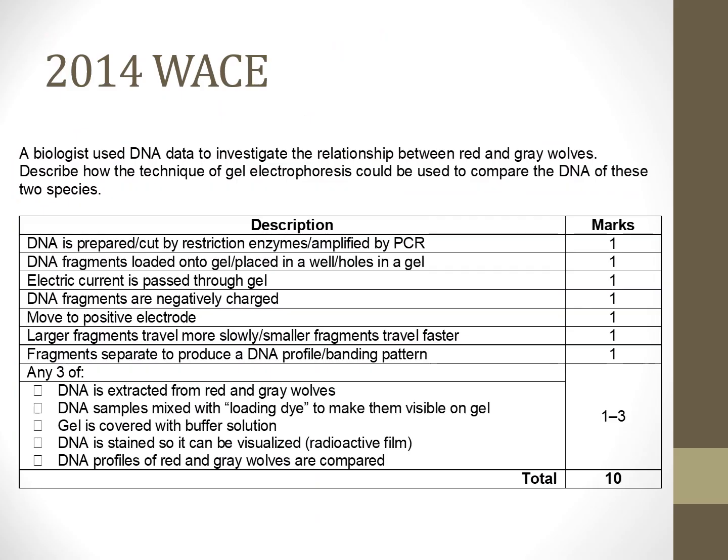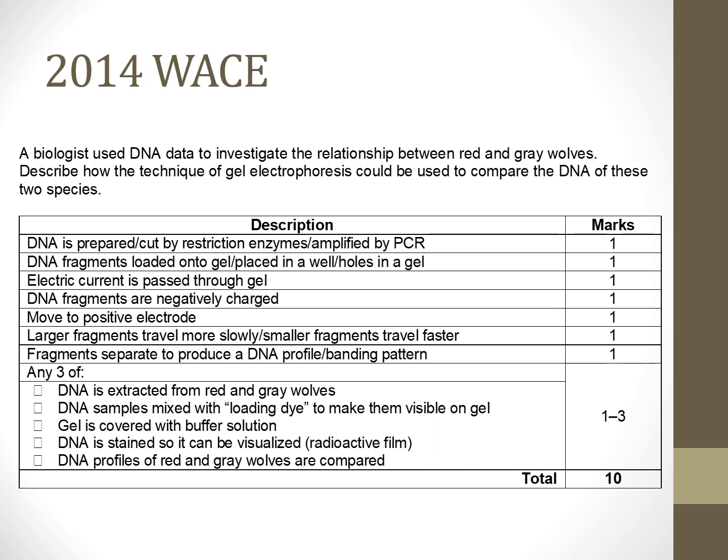So here's an example. This is an older one, so 2014 WACE. Basically, we've got an extended response style question, and it's broken up really nicely into what are the absolutely must-have pieces of information versus how we can go from a 7 out of 10 to our more A grade type student. So here it says that we need to analyse DNA from some different species of red and grey wolf and explain how gel electrophoresis could be used.